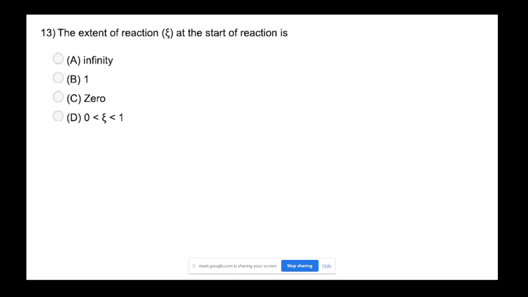Next question is, extent of reaction at the start of reaction is what? So what does extent of reaction mean? Extent of reaction is the amount of reaction completed, or how much the reaction has proceeded. So at start of reaction, what does that mean? This is the key word here. Start of reaction means T equals 0, whatever may be the unit, second, minute, etc. So at T equals 0, there is nothing reacted. So extent of reaction is nothing but 0.